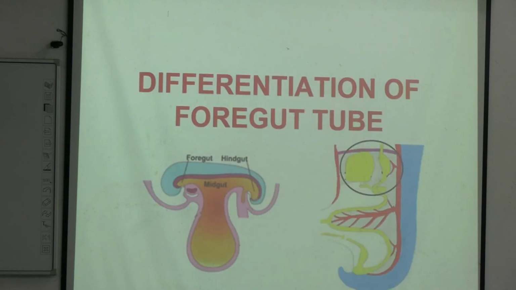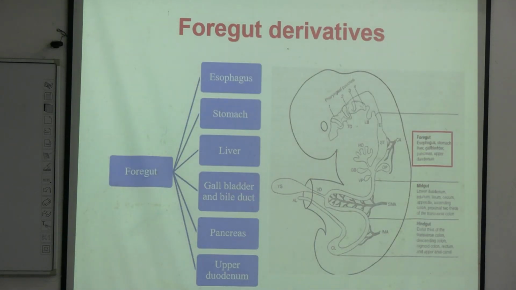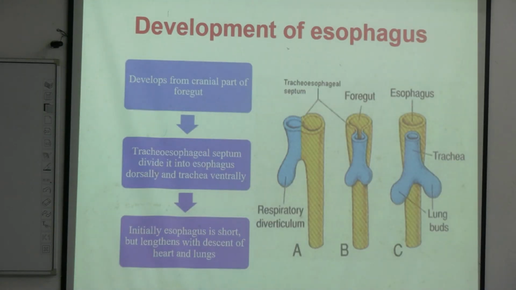Now, we have briefly started on the development of the foregut derivatives, starting with the esophagus. The esophagus is a tube which communicates from the oral cavity to the stomach. There are things you should keep in mind: it has a diverticulum or pouch that goes in here. We call it the respiratory diverticulum, or lung part, which splits into right and left.